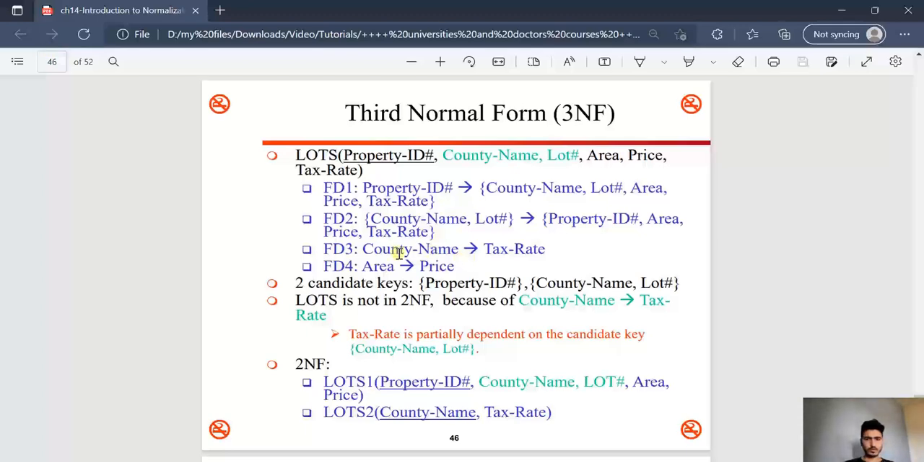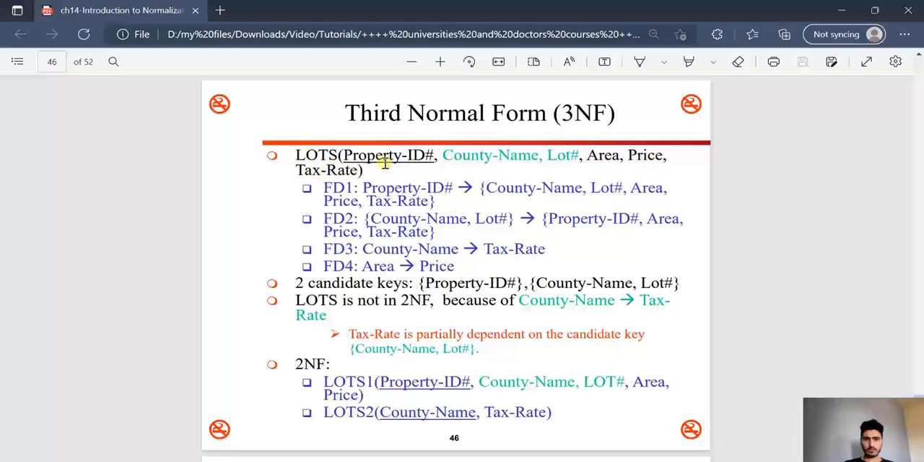Hello students, in this video we are going to take another example in third normal form, 3 and a half, and we have this relation named lots with the following attributes: property ID as a primary key, and county name and the lot number as a candidate key, in addition to the area of each lot, the price of each lot, and the tax rate.